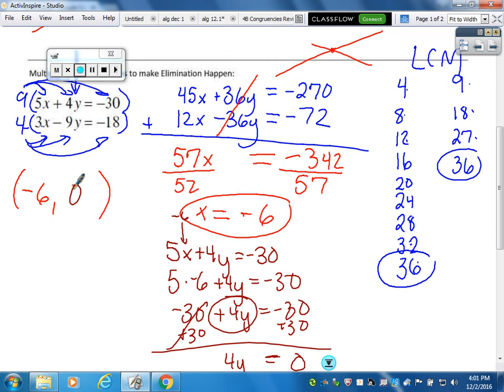Now, do you remember how to check this out? All you have to do is plug them back into here and make sure that works out. So does 5 times negative 6, you can do it really quickly in your calculator, plus 4 times 0, equal negative 30? And if you check it in your calculator, it does. And then you can do the same for the bottom one here. We need it to work for both of them. So 3 times negative 6 minus 9 times 0.